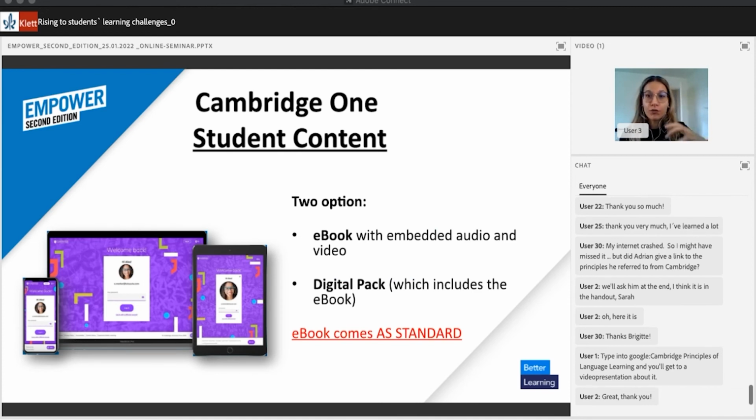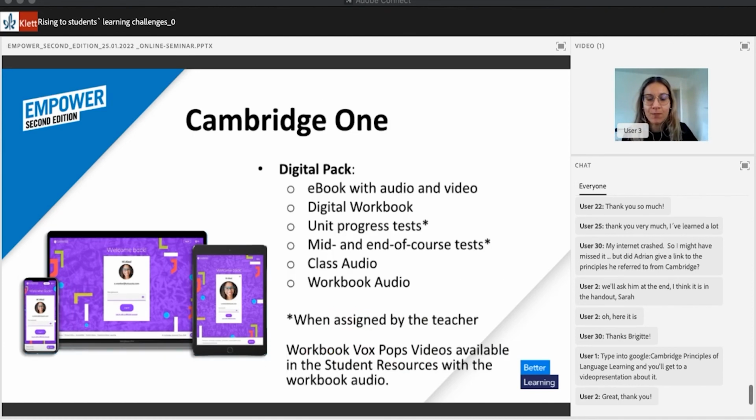So let's look at what the students get. For Empower, we have two options. Students can either have the student's book with just the ebook, or the student's book with the digital pack, which I'll tell you what it includes in a second. But the main thing is that the ebook comes as standard. So whether you just buy the ebook or the digital pack, they will have an ebook with them, and it's all included in the price of the print book.